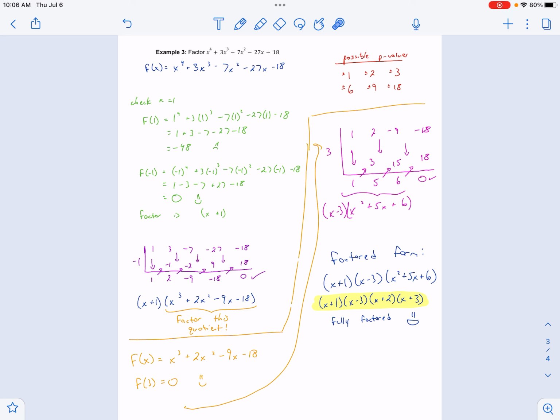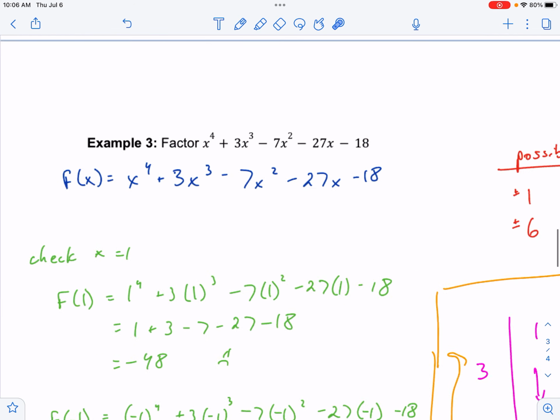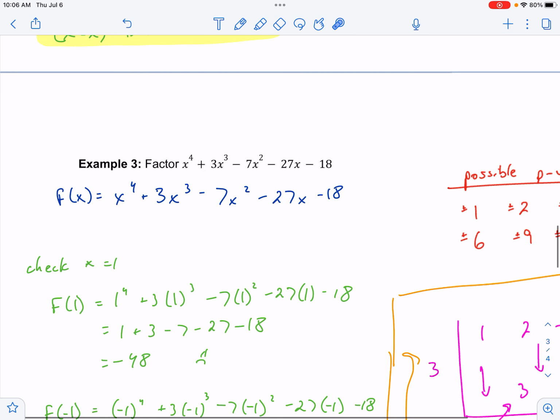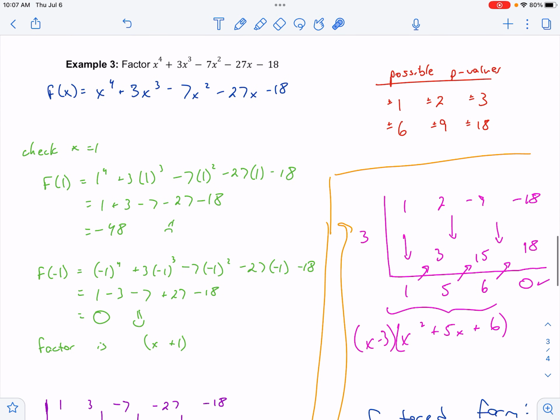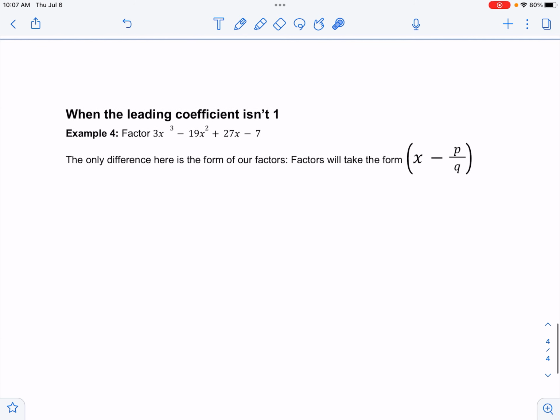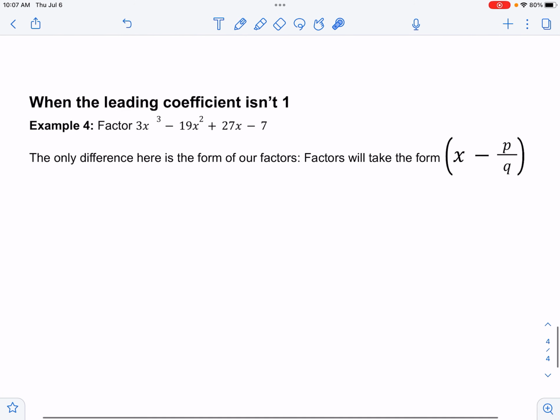Okay, so the first 3 examples that we've done have all been examples where the leading coefficient of the initial question is 1. There was a 1 right there. That's nice and easy. But of course, we can't keep it that easy. We are going to go down and try now a question where the leading coefficient is not 1. Okay, so here's our example. 3x cubed minus 19x squared plus 27x minus 7.